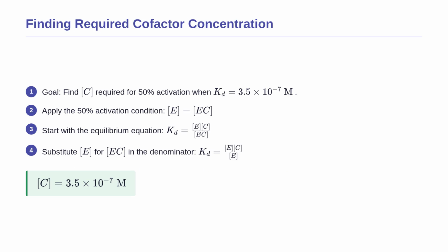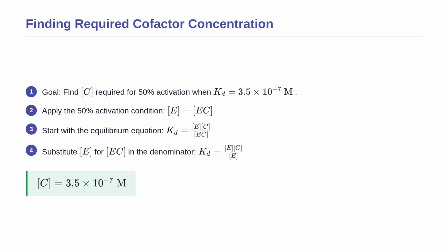Let us see how this 50% condition plays out in a real calculation. Imagine a researcher wants exactly half of their enzyme molecules to be active. They know the dissociation constant is 3.5 times 10 to the negative 7 molar. They need to find the exact concentration of free cofactor to add to the test tube.